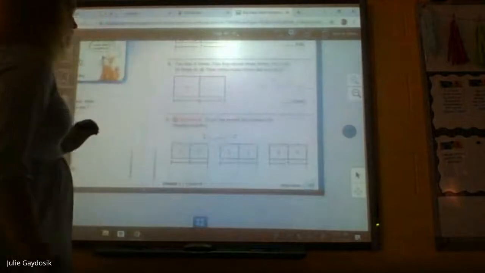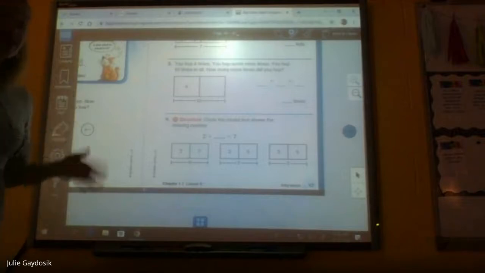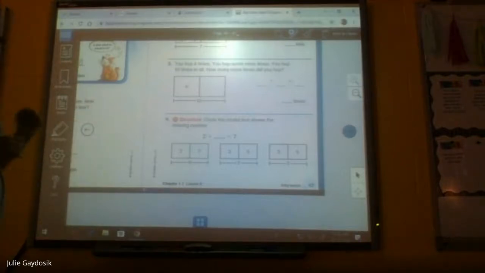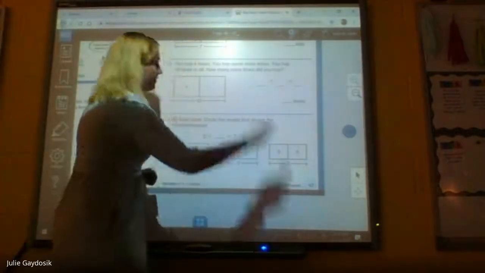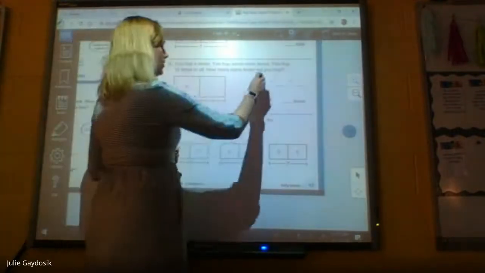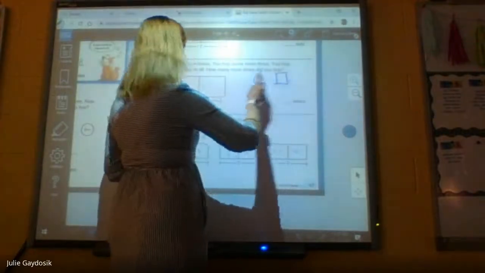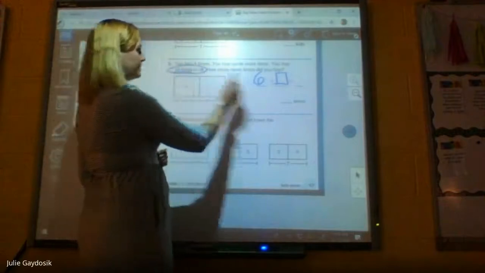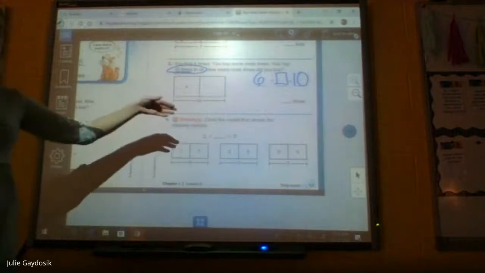Okay, so number 3 says, you hop 6 times. You hop some more times. You hop 10 times in all. How many more times did you hop? Now, this one shows that you hop 6, but it only gave you the number. So you hop 6, you hop some more, but we don't know how many more, and you hop 10 times in all. That's your sum. So it's 6 plus unknown equals 10.